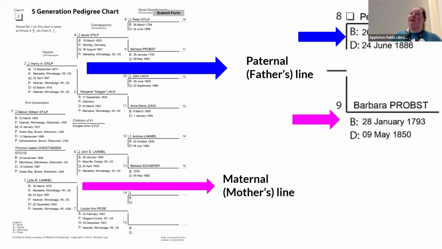So the top part of the chart is going to trace the paternal line or the father's line. So that's why I put it in blue, because we assume male is blue. And then the maternal line or the mother's line is going to be on the bottom. So this pink kind of color. So as you go generation to generation, just remember the paternal line is always on top, the maternal line is always on bottom.